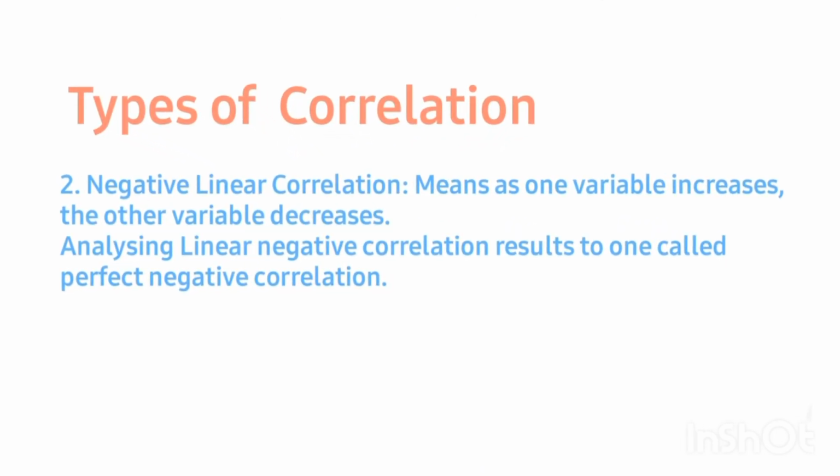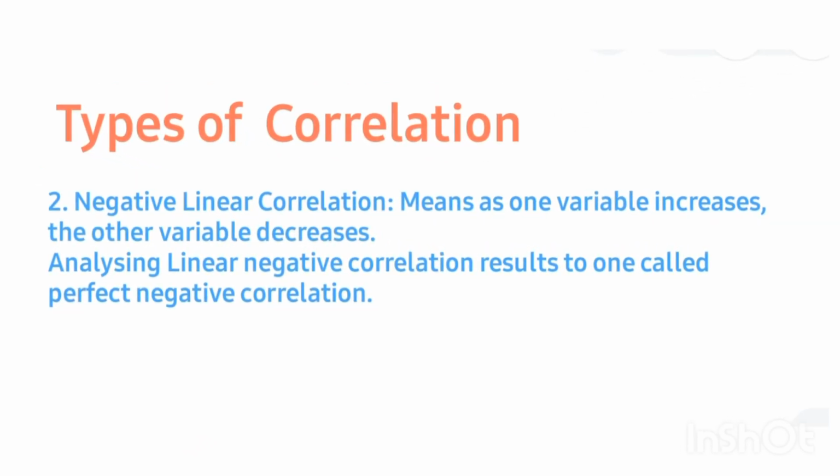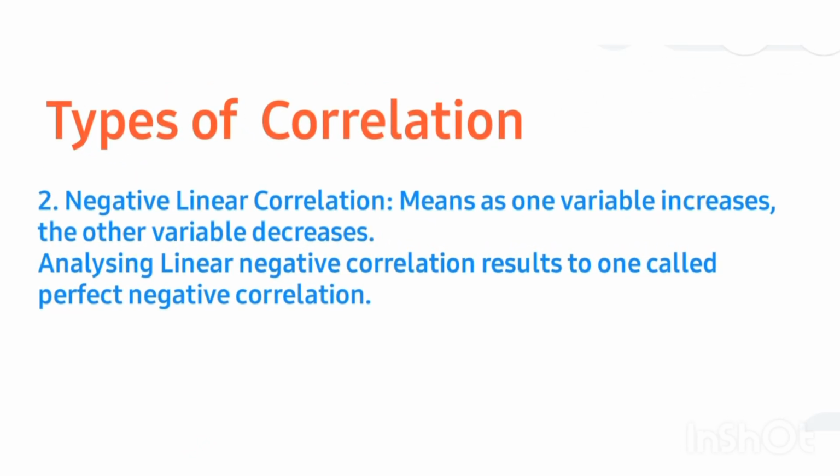The second type of correlation is referred to as negative linear correlation. This simply means as one variable increases, the other variable decreases. That is to say that the two variables move in opposite directions. Analyzing linear negative correlation results in one called perfect negative correlation. And so let's take a look at the graph of linear negative correlation.